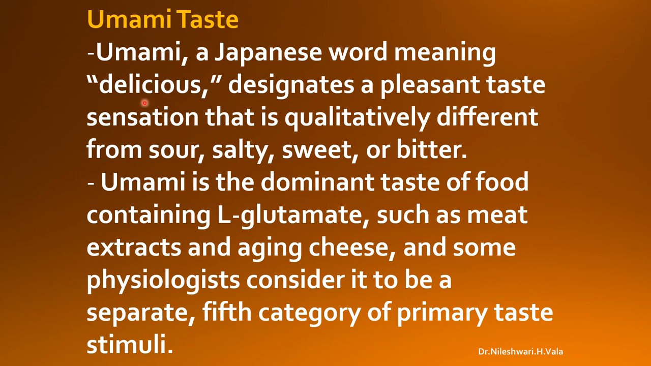Fifth is umami taste. Umami, a Japanese word meaning delicious, designates a pleasant taste sensation that is qualitatively different from sour, salty, sweet or bitter. Umami is the dominant taste of food containing L-glutamate, such as meat extracts and aging cheese. And some physiologists consider it to be a separate fifth category of the primary taste stimuli.